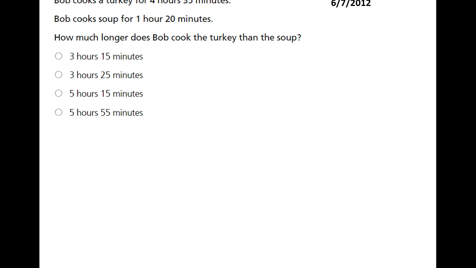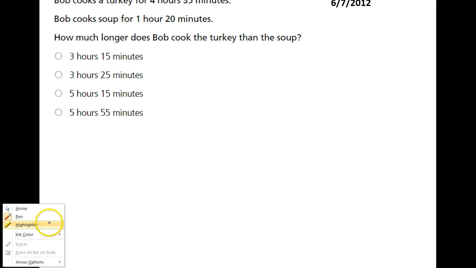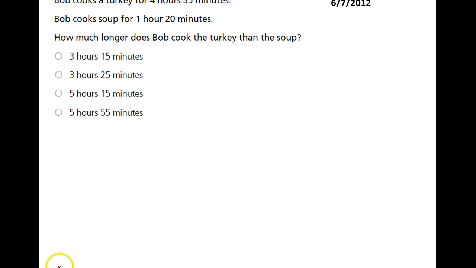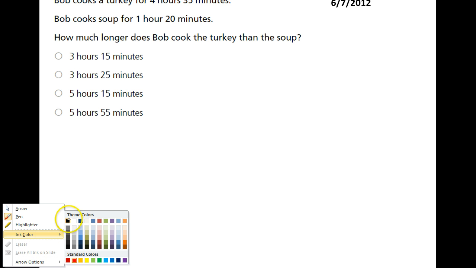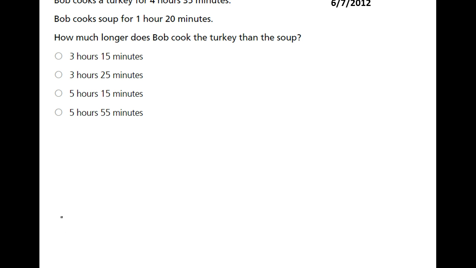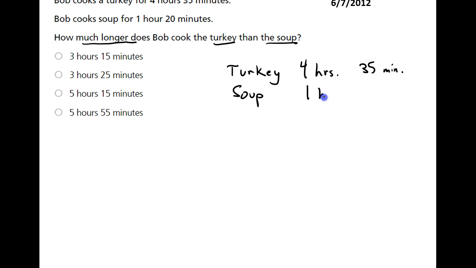And then Bob also cooks soup. Now for the soup, it takes him 1 hour and 20 minutes. The question says, how much longer does Bob cook the turkey than the soup? How much longer does Bob cook the turkey than the soup? So we have the turkey takes 4 hours and 35 minutes. The soup takes 1 hour and 20 minutes.